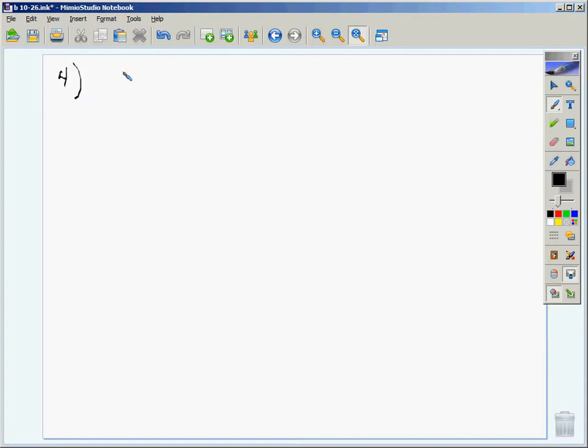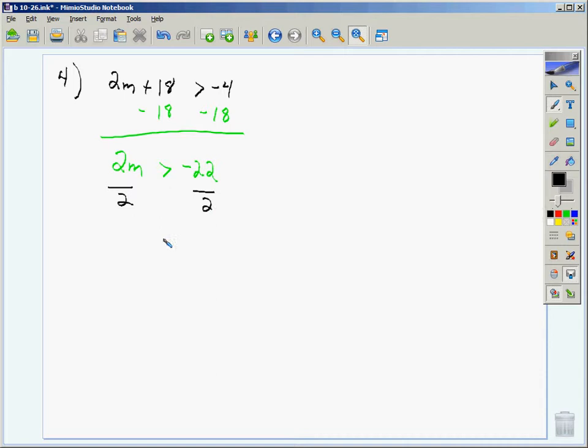Number 4 says this: 2m plus 18 is greater than a negative 4. When I go to solve this, I'm going to subtract 18 from both sides. I'm going to have 2m is greater than a negative 22. When I divide both sides by 2, since I'm dividing by a positive, I do not have to change my inequality symbol. M is greater than a negative 11.